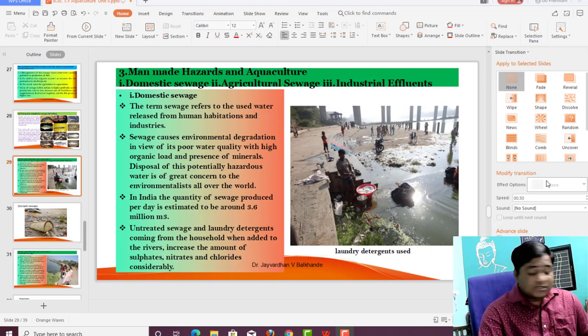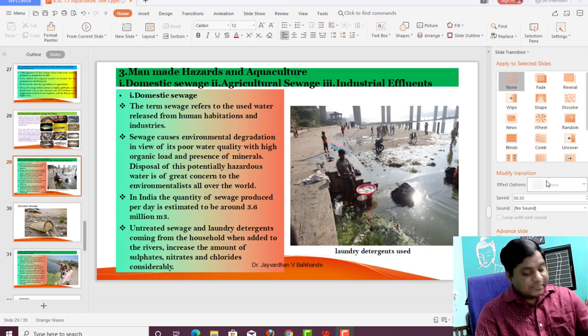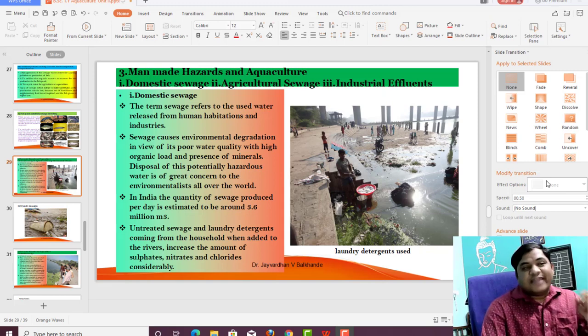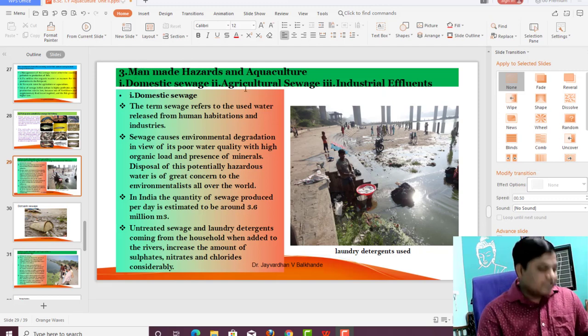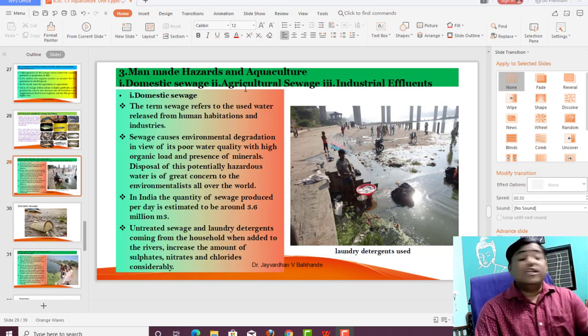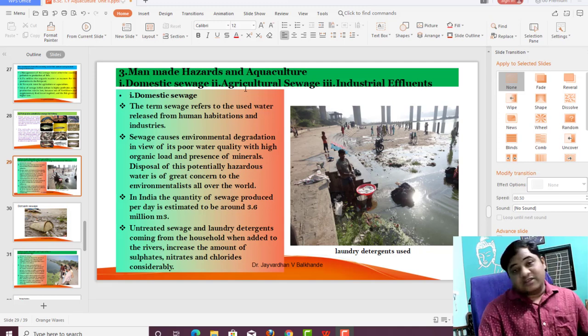Now in this third unit, the last point of this unit is very important as far as aquaculture and fishery are concerned, because it is related to us. The title of this point is man-made hazards and aquaculture. We have a number of hazards in our day-to-day life. There are natural hazards or natural calamities, but here we have discussed man-made hazards.